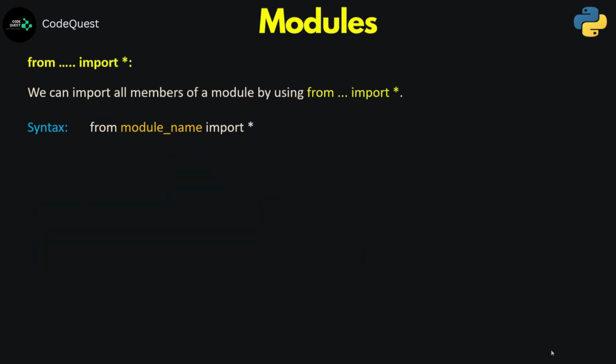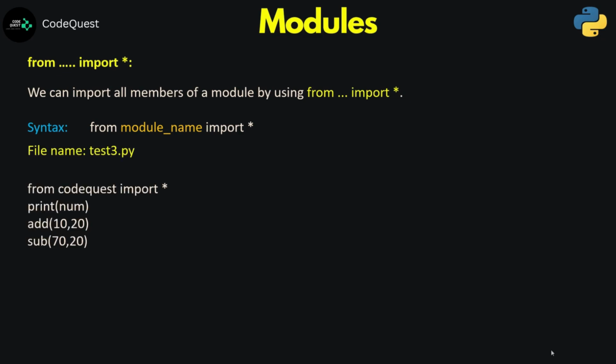So when we want to import all the members of a module without specifying the module name and dot every time while referring to them, we can take the same syntax, from module name import. This time, rather than mentioning a specific member of the module, I can write asterisk. This asterisk indicates that we are trying to import all the members present in the particular module.